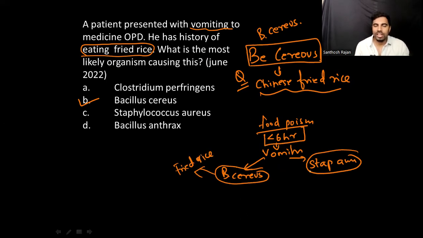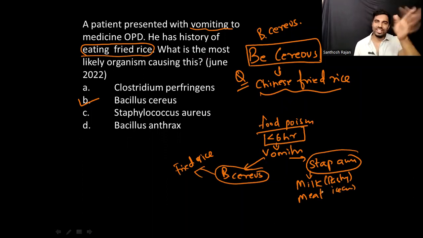If the example is fried rice, it's rice. What comes with Staphylococcus? Usually milk and meat products. If they give a clue of milk, they'll give you pastry, ice cream, something like that. The patient had a pastry, ice cream, then within 6 hours vomiting started. So that is definitely Staph aureus.